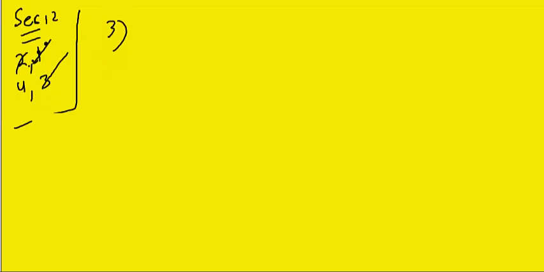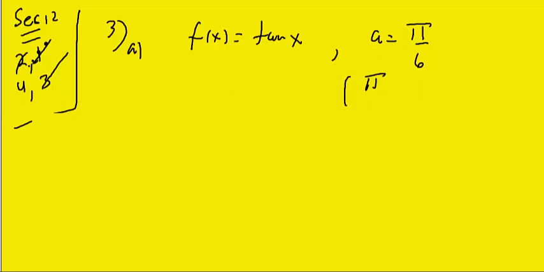Three. Find the equation of a tangent line to the graph. Okay, this is 3a. My function is f of x is equal to tan x, and at a is equal to pi over 6. So what do I need to find the equation of any line? Point and slope. I only have half a point. Okay, pi over 6. How do I find the other half of that point?